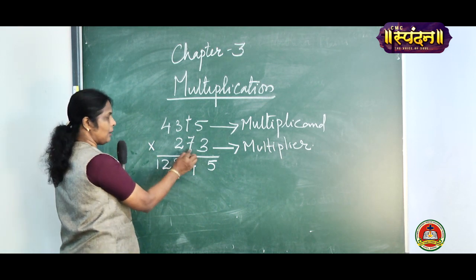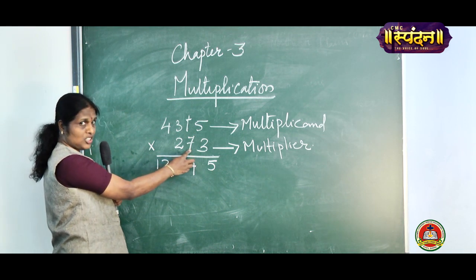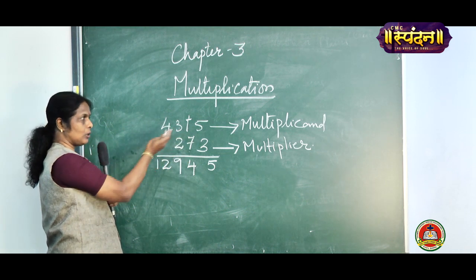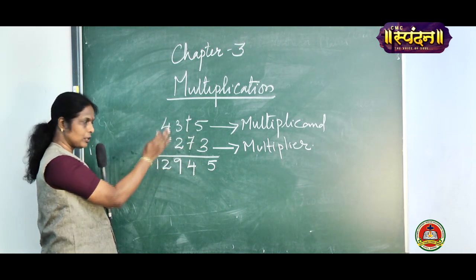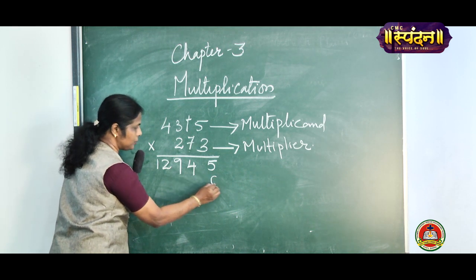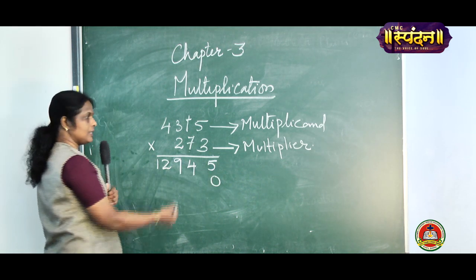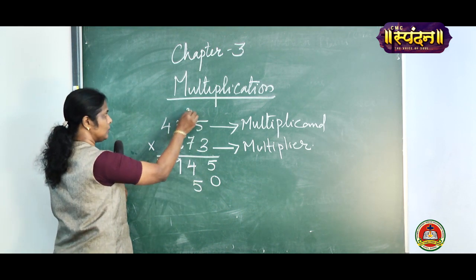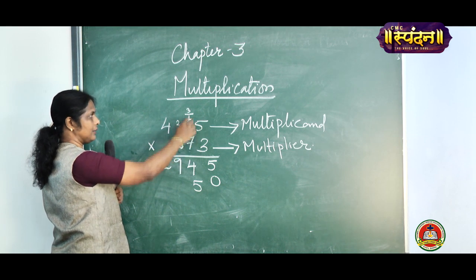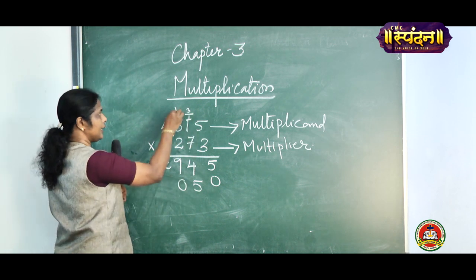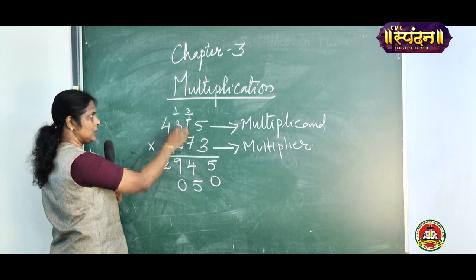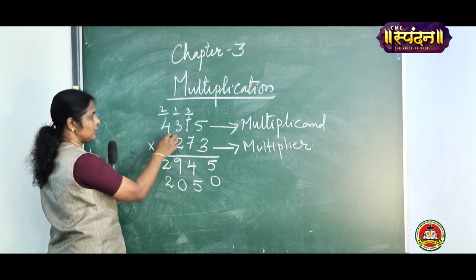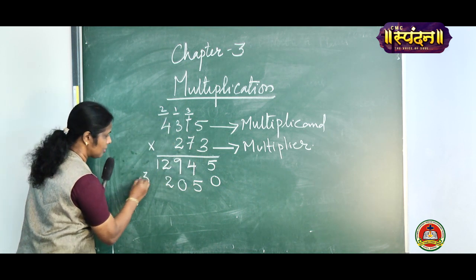See the second step. We are going to multiply by 7, which is in the tens place. That means in turn we are going to multiply the number 4,315 by 70. So we put 0 in the ones place and start the multiplication by 7. 7 5s are 35, 5 carry over 3, 7 1s are 7, 7 plus 3 is 10, 0 carry over 1. 7 3s are 21, 21 plus 1 is 22, carry over 2. 7 4s are 28, 28 plus 2 is 30.